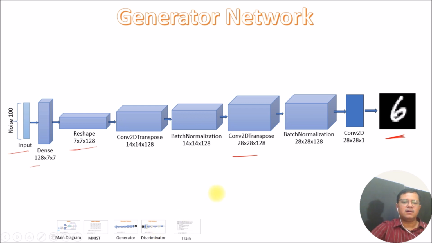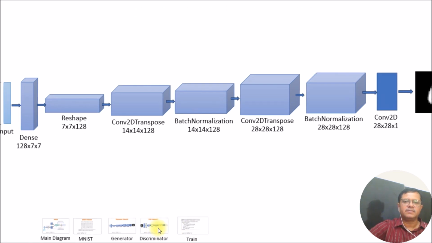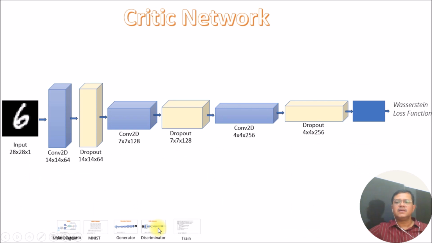So the next part is the discriminator. In the discriminator you can see that it takes the real and the generated input and passes them through convolution layers, just like convolution layers, and it decreases the size and then applies the Wasserstein loss function so that it can identify the distance between the real and fake images.